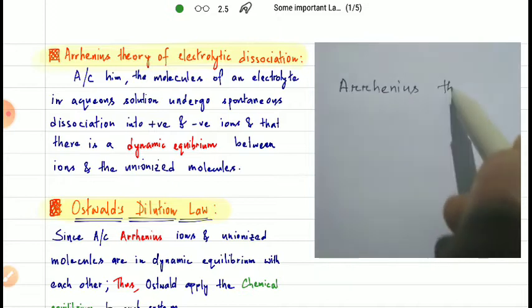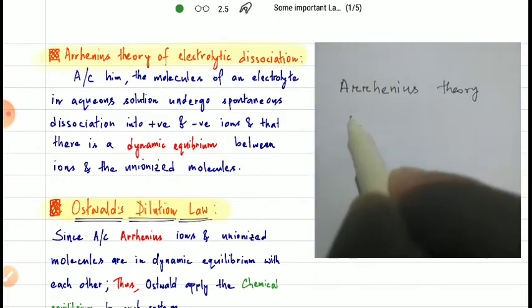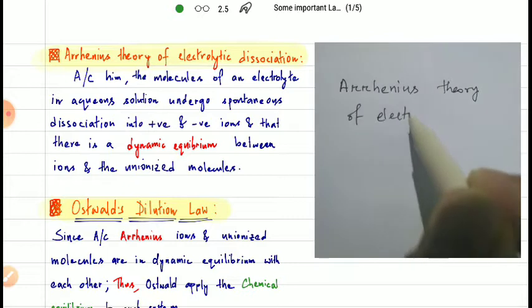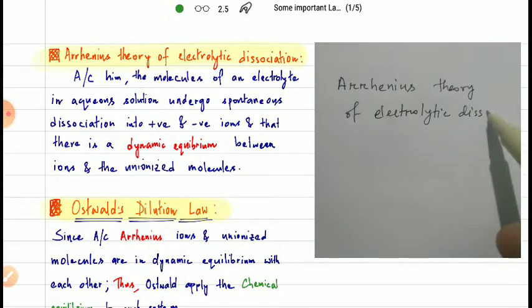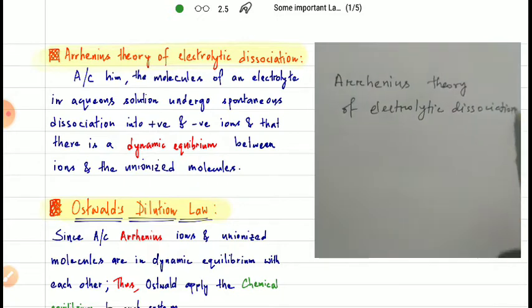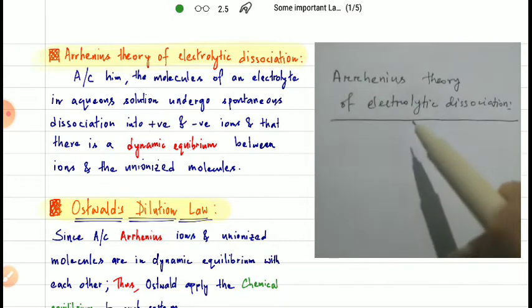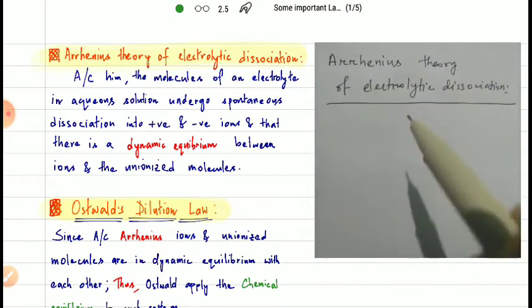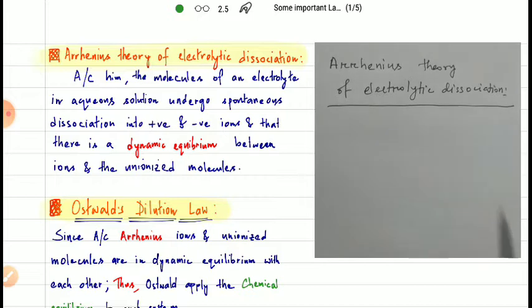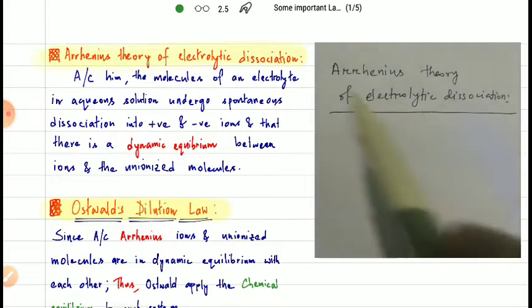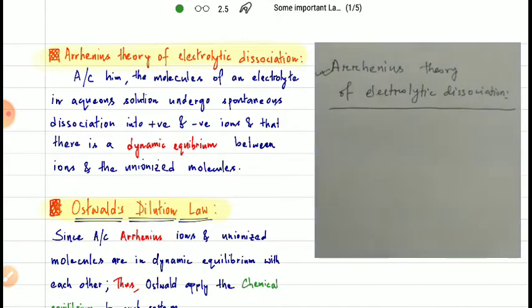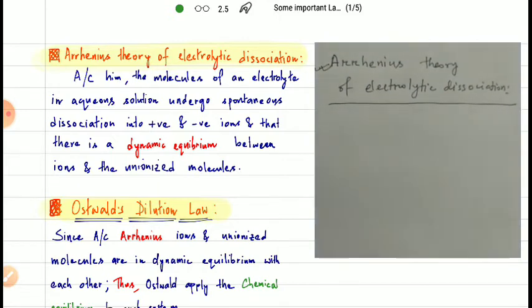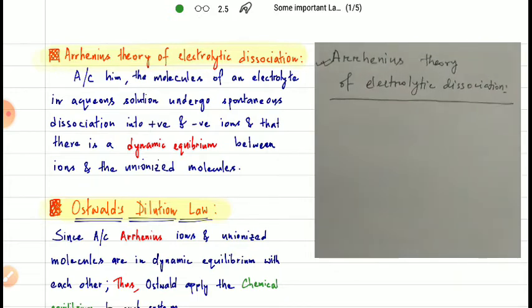Arrhenius theory of electrolytic dissociation. So this theory is actually very important, and this is the basis of electrochemistry. You must understand this theory to understand the electrochemical processes. It is a very simple theory, but very important.